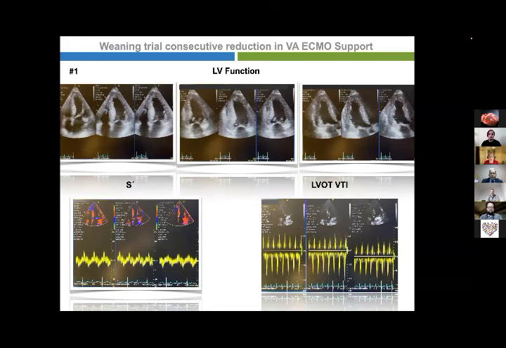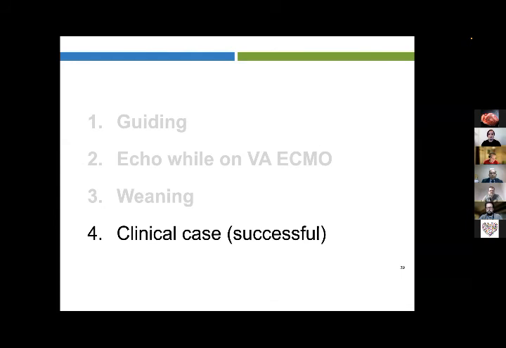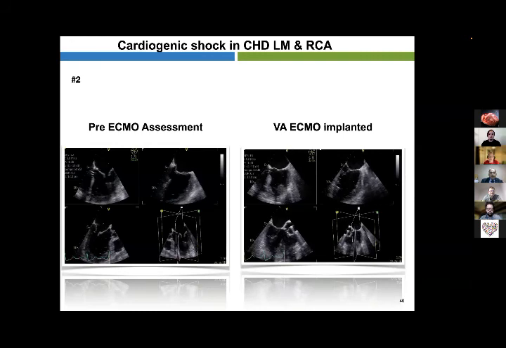So after this, I just want to pursue in the last couple of minutes I have left a clinical case which was quite successful. We had recently this lady in her late 60s. She came to us with cardiogenic shock with left main problem and CTO of RCA. She was already with an impeller pump. So we proceeded with VA ECMO implantation. On the left side, you see the really depressed left ventricle function. On the right side, we see after the VA ECMO was implanted, no thrombi, no other problem there.